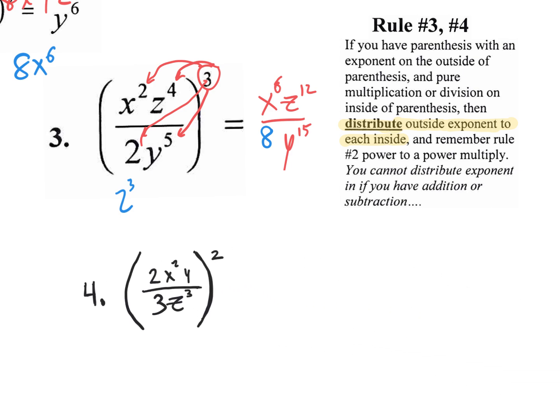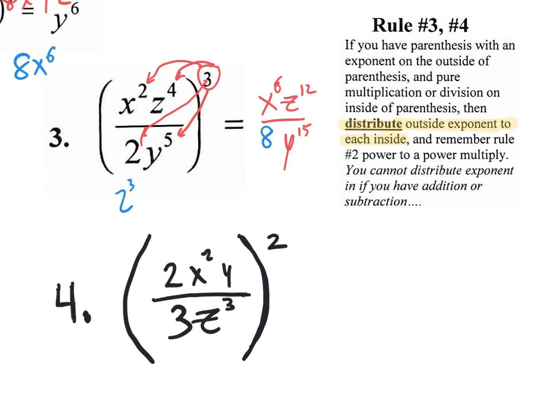I apologize for the disgusting handwriting here. It says, giant parentheses, 2x squared y, student last period thought that was a 4, that's a y, over 3z to the 3rd, all to the power of 2. So I want to pause it right now. Go ahead and work it out. Let's see if we could get a right answer.